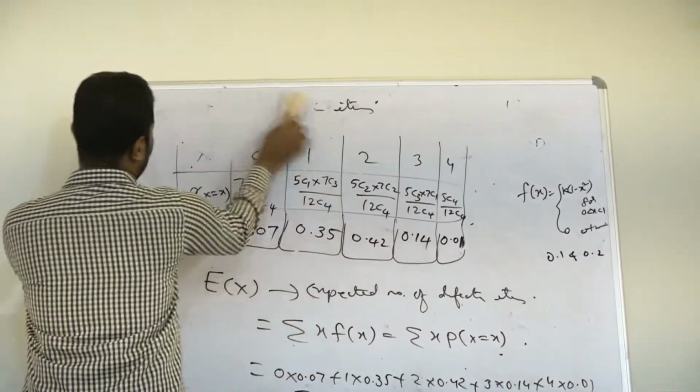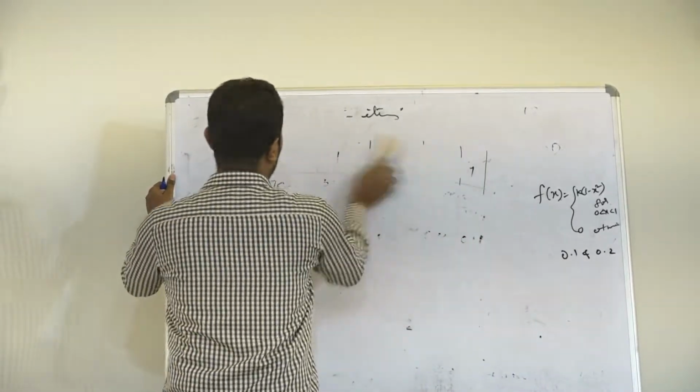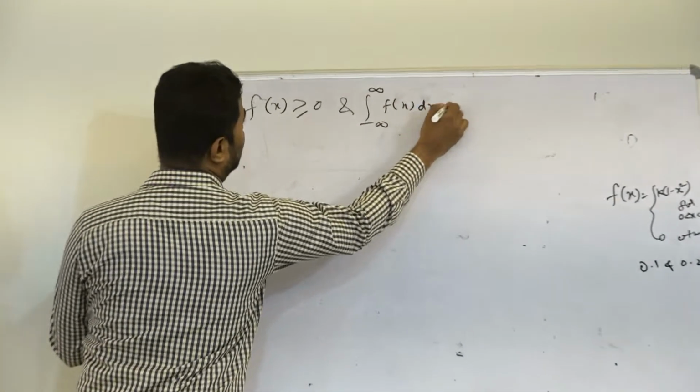It is talking about PDF, so it is a continuous random variable. Since x is a continuous random variable and f of x is the PDF, then f of x should be greater than or equal to 0 and the integral of f of x dx is equal to 1.